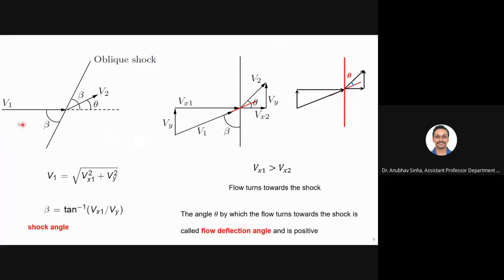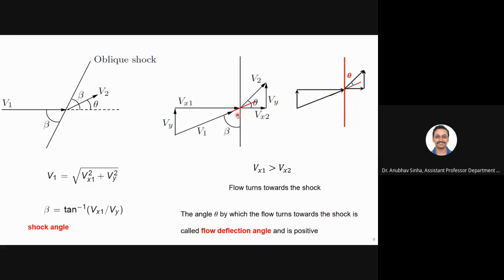Now we'll use simple vector relations. V1 is broken into x and y components, so V1 is the square root of the sum of squares. And beta is the tan inverse of this ratio. Simple vector notation. This beta is called the shock angle, and theta is called the flow deflection angle: how much the flow has deflected from its original path, how much the flow turns toward the shock. You can also call it like that.